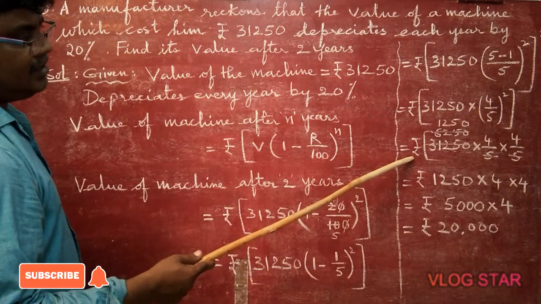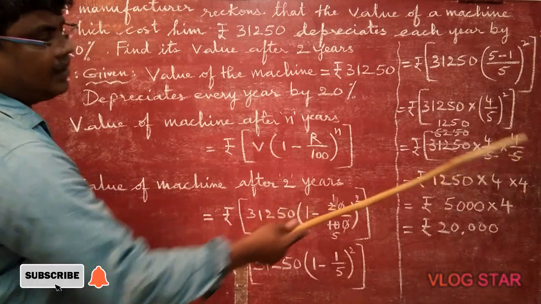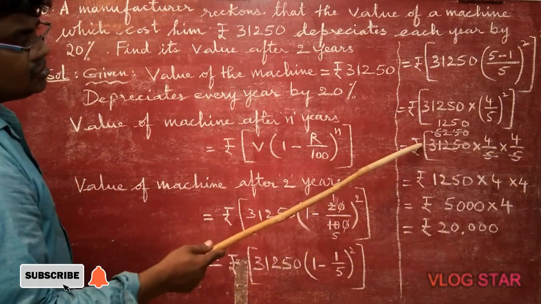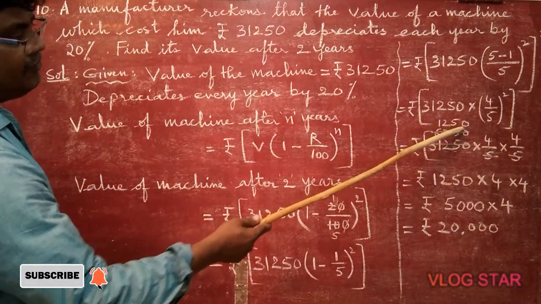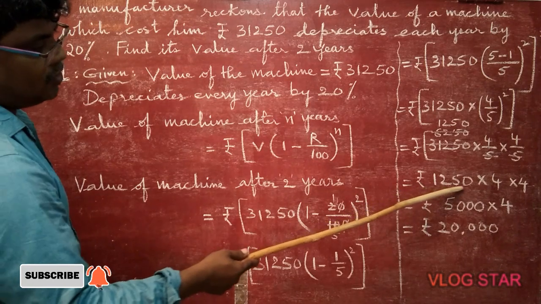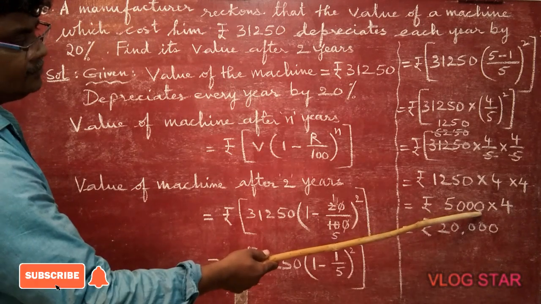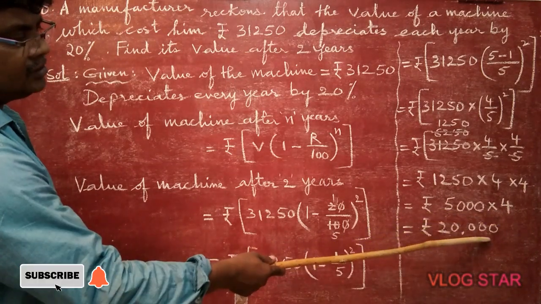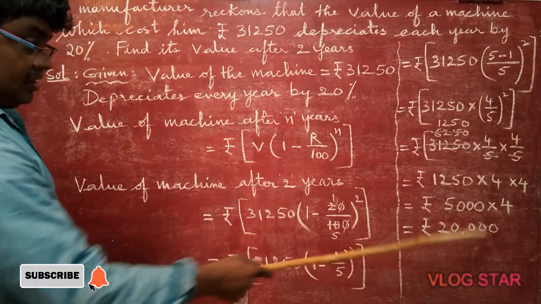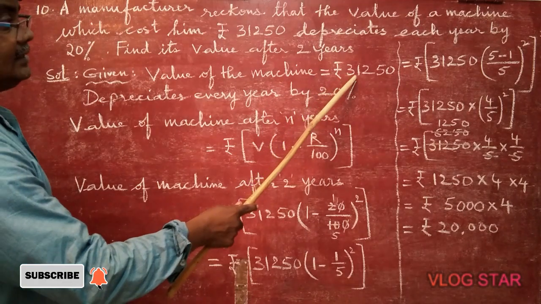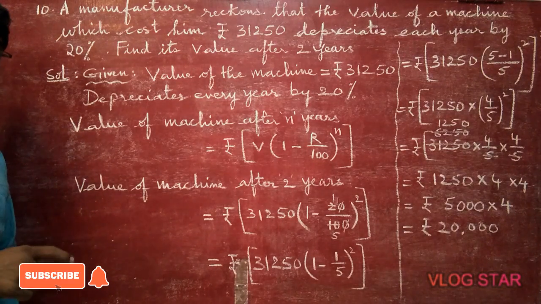What is the meaning of whole square? 31,250 into 4 by 5 into 4 by 5. 5 goes into 31,250, 6,250 times. Again this 5 goes, 1,250. Now rupees 1,250 into 4 into 4. Into 4, you get 5,000. Again into 4, 20,000. So after 2 years, what is the value of the machine? Rupees 20,000. Present 31,250, after 2 years 20,000. It depreciates, decreases year by year.